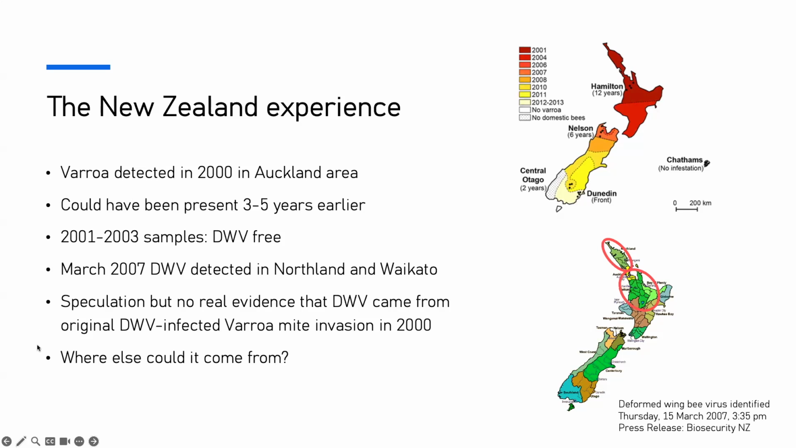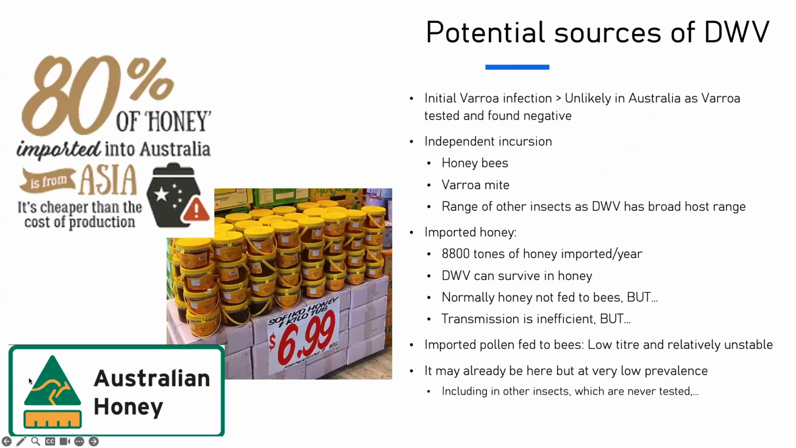And the question then is, where could it come from? And I think that that's a particularly important question for us here in Australia. Of course, we have seen that we already had an incursion in an imported bee colony. So where could it come from? One of the things is that the initial Varroa infestation, it's possible, but unlikely. The authors that speculated that it was an initial one actually don't provide any evidence for that.